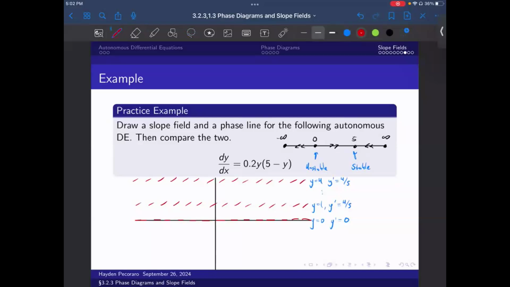And then in between, you should have slopes that are a little bit more vertical. Something like this. But you can sort of see how tedious it is to do these by hand. So your solutions in between should do something like this. Get close to y equals 5, because 5 is that stable point. And then if you go down here, they should end up doing something like that, or maybe just going far away. Okay. So that's an example of drawing a slope field.